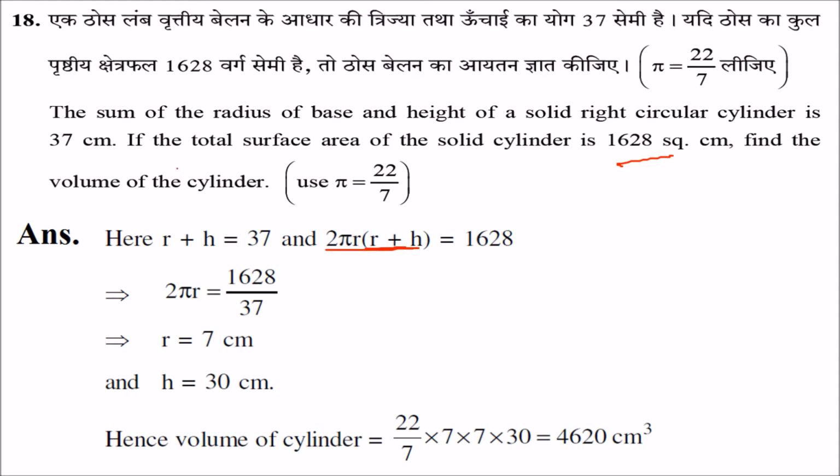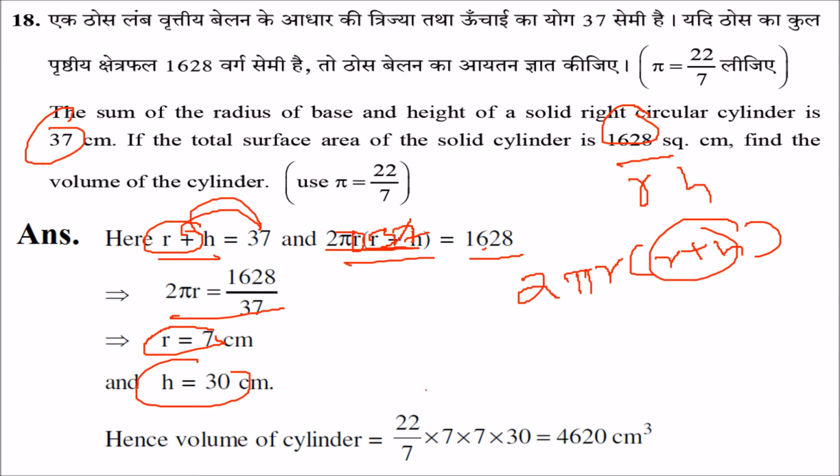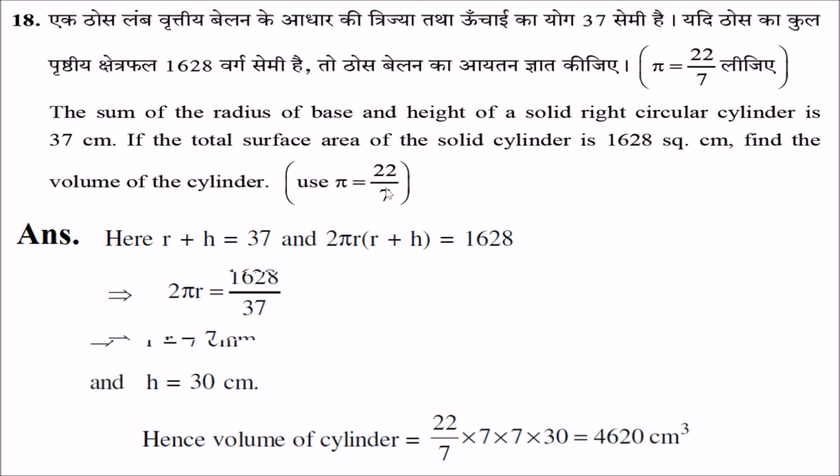The volume is to be found out, and for that we need the radius also and h also, right? Now we know that the total surface area of the cylinder is nothing but 2 pi r (r plus h). This r plus h is given as 37. We can equate 2 pi r (r plus h) to 1628, and in place of r plus h we can just place 37. Okay, so we can place 37 here, so we can find out the r. So r will be 7, and we know that r plus h equals 37, so h will be 30. Now pi r square h, you just use this formula, because now r and h are known. This will be 4620, the volume of the cylinder.